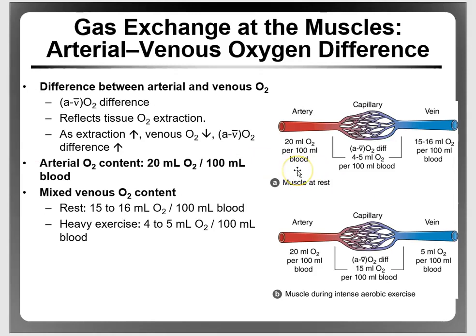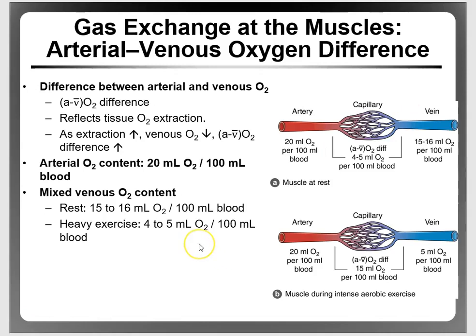So that's this one. All right, so 20 mils of oxygen per 100 mils of blood. That's what you're seeing here. This decreases to 15 to 16 mils of oxygen per 100 mils in venous blood. So this difference in oxygen content between the arterial and venous blood is referred to as the arterial mixed venous oxygen difference, or A-V oxygen difference. The term mixed venous, that's another way to say it, refers to the oxygen content of blood in the right atrium, which comes from all parts of the body, both active and inactive.